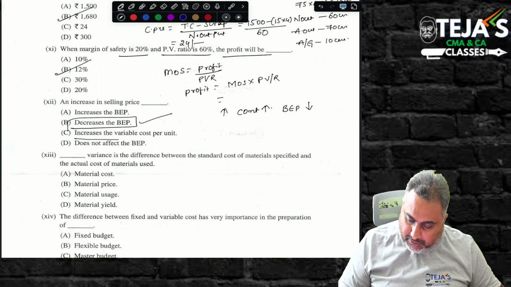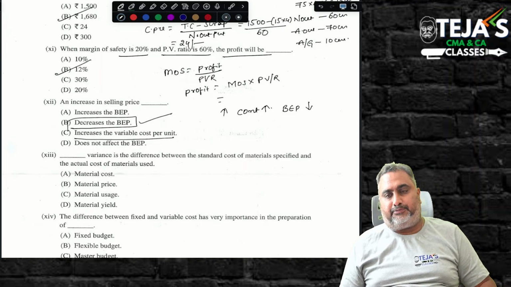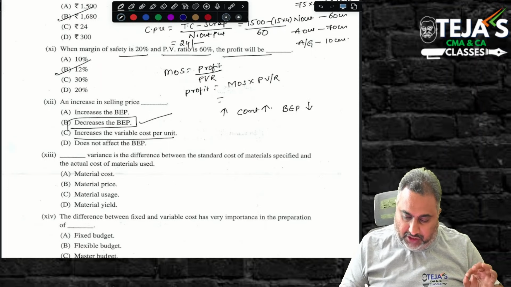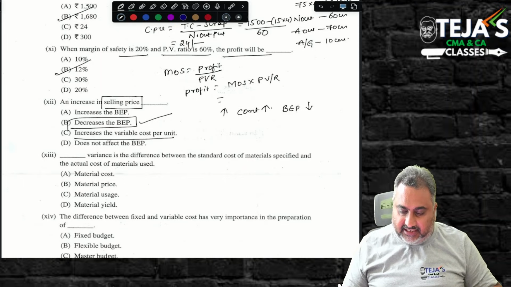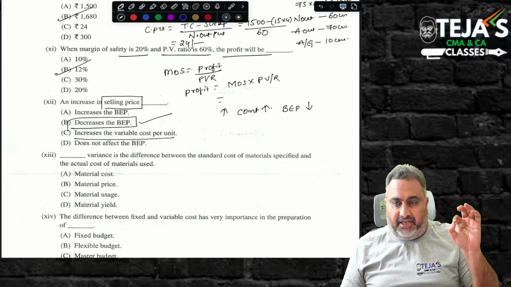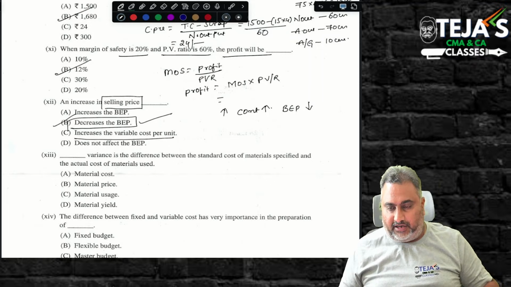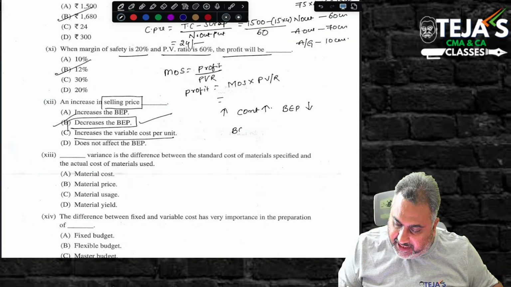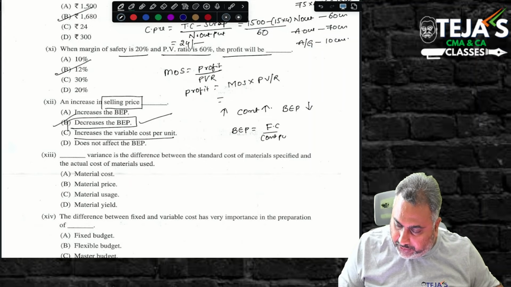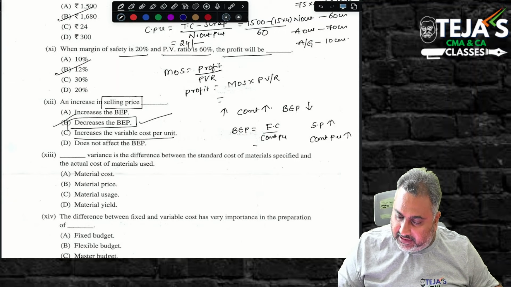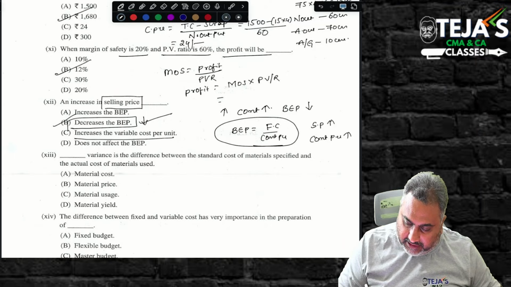In some situations people may go with an increase in variable cost per unit also. They didn't specify variable cost is also changing. The only part they are communicating is increase in selling price. Whenever only an increase in selling price is happening, then automatically a decrease in break-even point will happen. Why, sir? What is the break-even point formula? Fixed cost by contribution per unit. Whenever your selling price is increasing, then automatically contribution per unit will increase. Then break-even point will decrease.